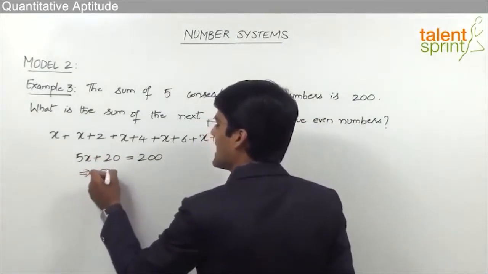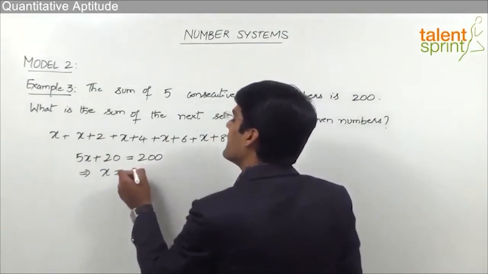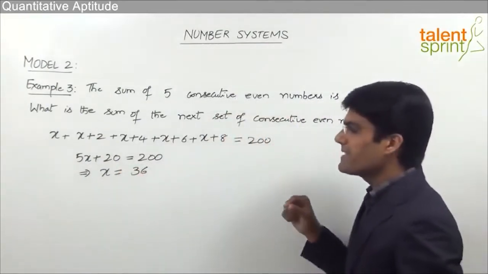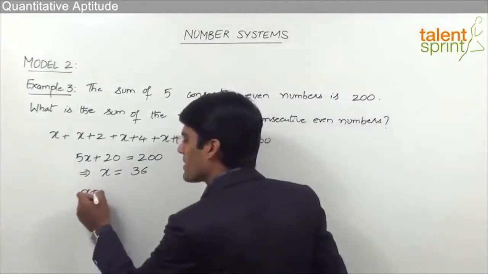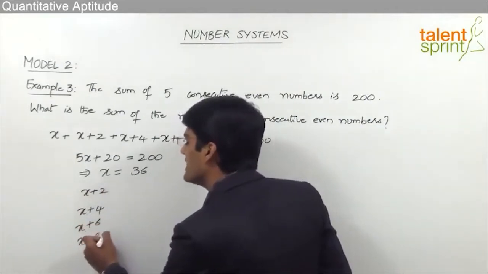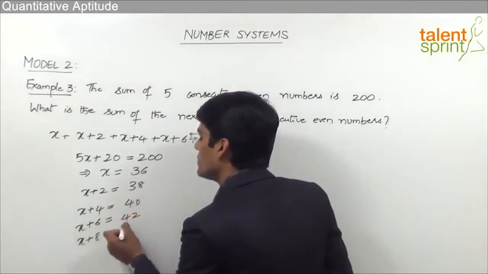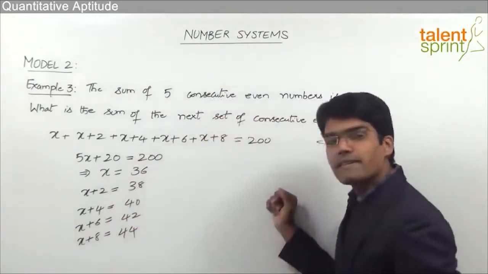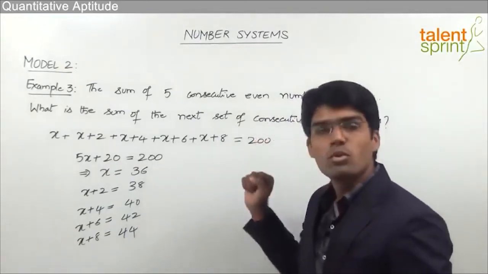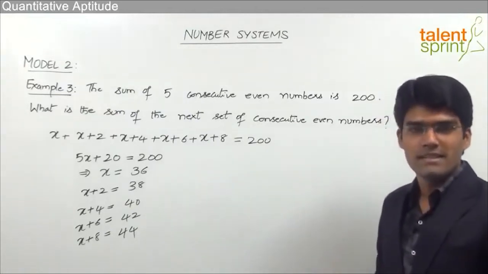So from this, x will be equal to 200 minus 20, 180. 180 by 5 is 36. That means the first number is 36. Now if the first number x is 36, the remaining 4 numbers x plus 2, x plus 4, x plus 6 and x plus 8 will be equal to 38, 40, 42 and 44. So these are the 5 consecutive numbers which he is talking about. The sum of these 5 numbers is equal to 200. And we are supposed to find out the sum of the next 5 consecutive even numbers.